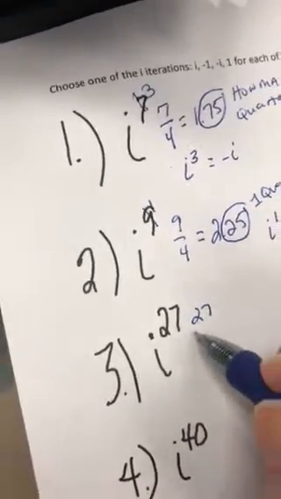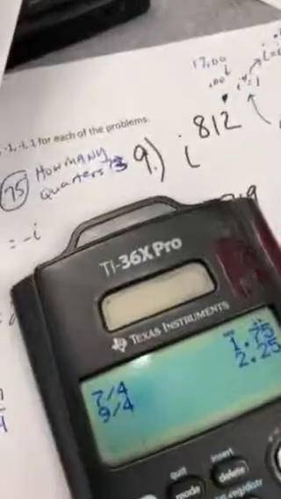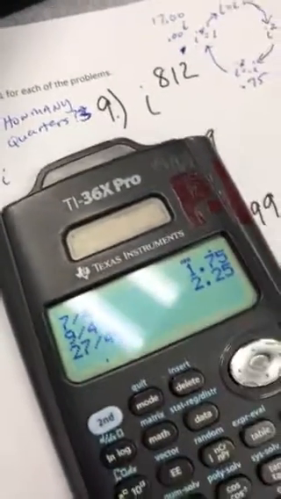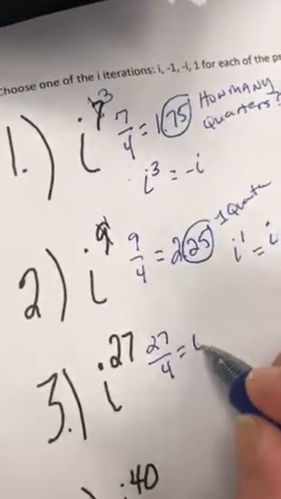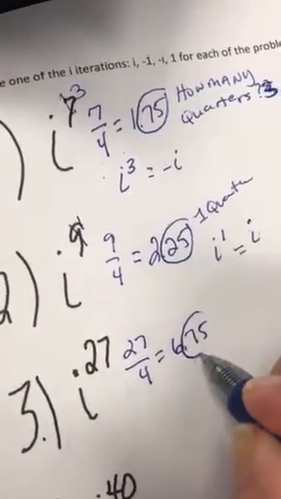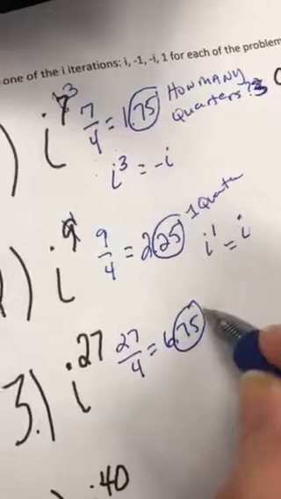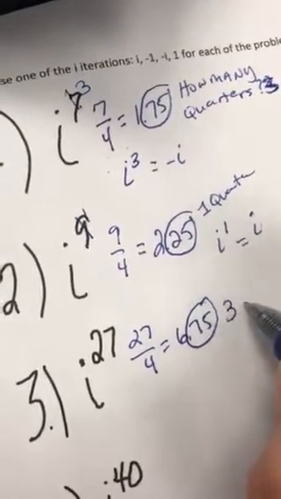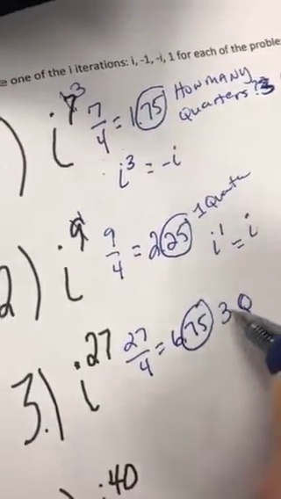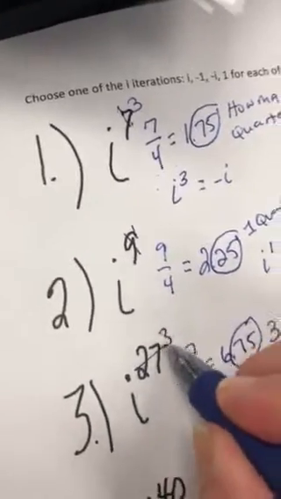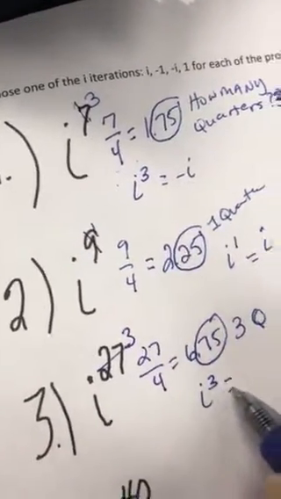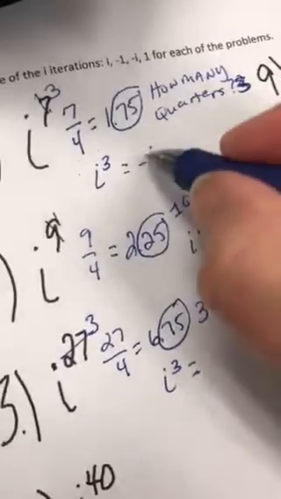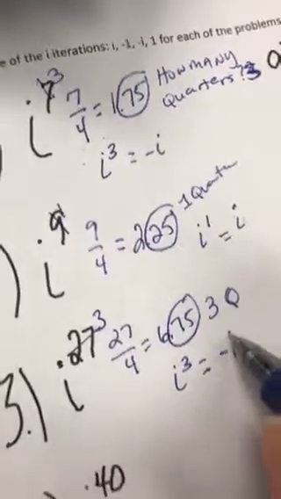27 divided by 4 is 6.75. So we have 6.75. Again, just the end is all we care about. How many quarters? That's 3 quarters. So we're going to come back here and change this to a 3. So we have i to the 3 is equal to, we've already used that once right here, -i.